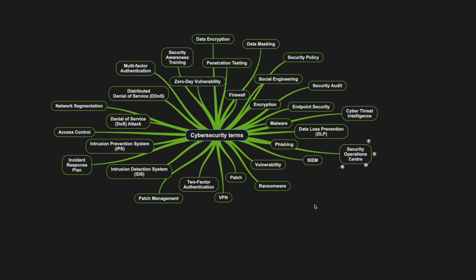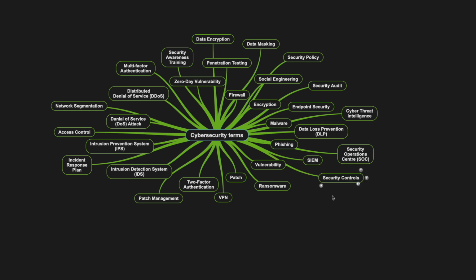Now, let's talk about the security operations center, or we call it SOC. This is a centralized unit or team responsible for monitoring, detecting, analyzing, and responding to security incidents and events in real time. It serves as a nerve center for cybersecurity operations within an organization.